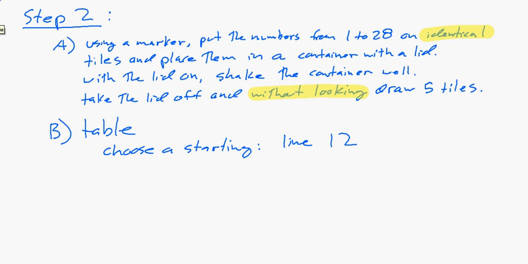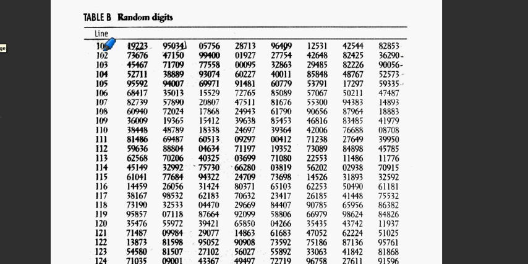It could be anywhere. We go to the table. We say, all right, the line number is not part of the random sequence, so be careful. Some tables don't even have line numbers, you just have to count. It's kind of convenient to have line numbers. So here's line 12. This is where we're going to start.